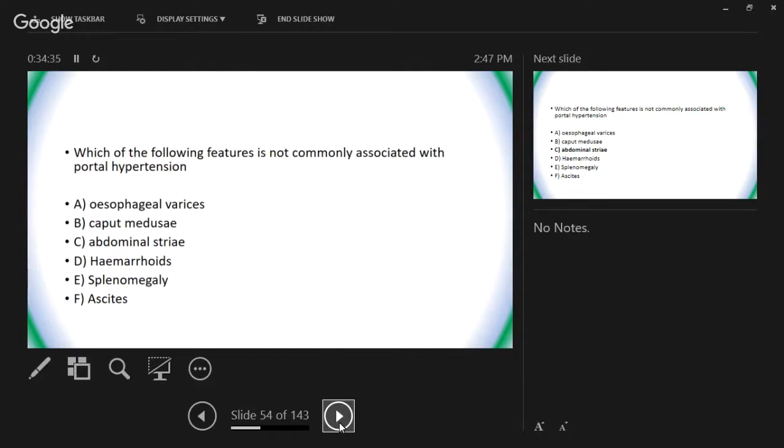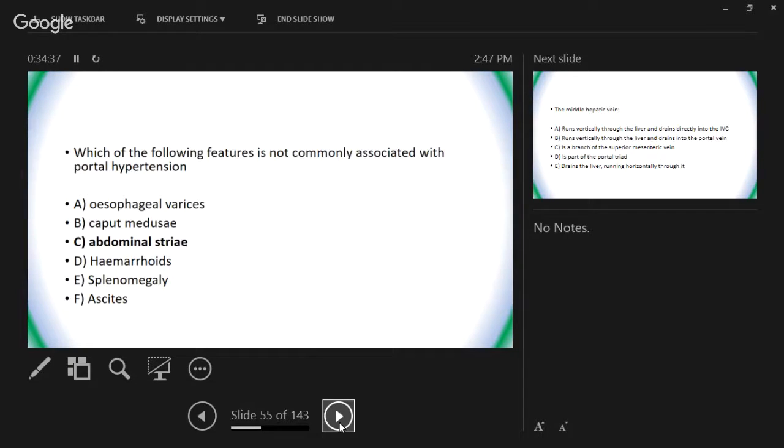Yep, see? Well done. So, the 5 things you typically get with portal hypertension, the 5 signs, you get esophageal varices because of that backflow. You get caput medusae, which is the veins on the stomach, which you can see. Hemorrhoids, same thing as esophageal varices, splenomegaly, and ascites. And I'll go through that for the next few slides.